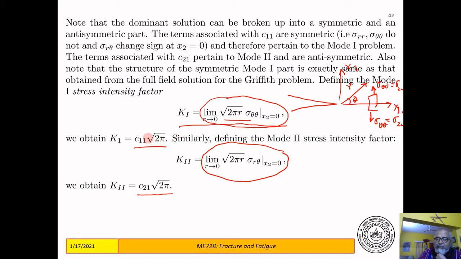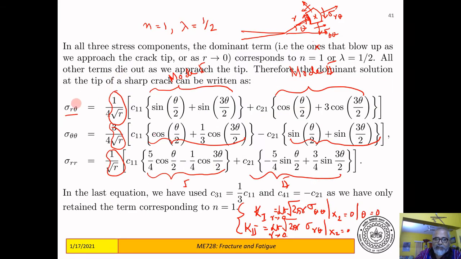So we are now going to replace C11 and C21 in terms of these new constants K1 and K2, which are defined in this way. These definitions we are going to use later, but for this particular problem, K1 turns out to be C11 root 2 pi and K2 turns out to be C21 root 2 pi. So if we now cast these equations in terms of K1 and K2, then for mode 1, we write only the symmetric terms. The symmetric terms are the first terms corresponding to C11. So C11 will be replaced by K1 by root 2 pi. C21 will be replaced by K2.